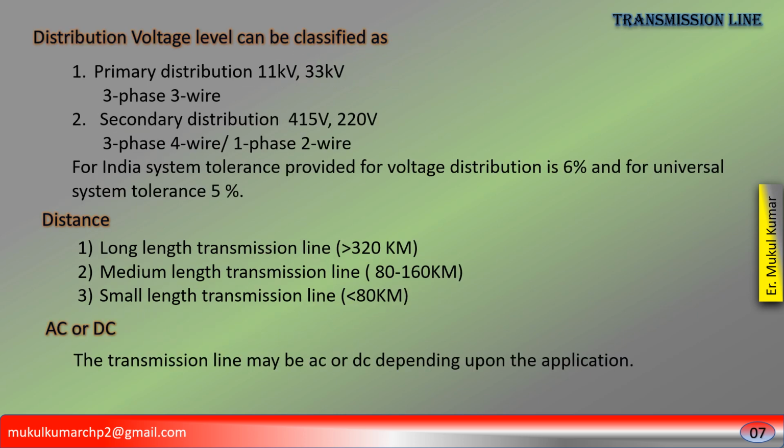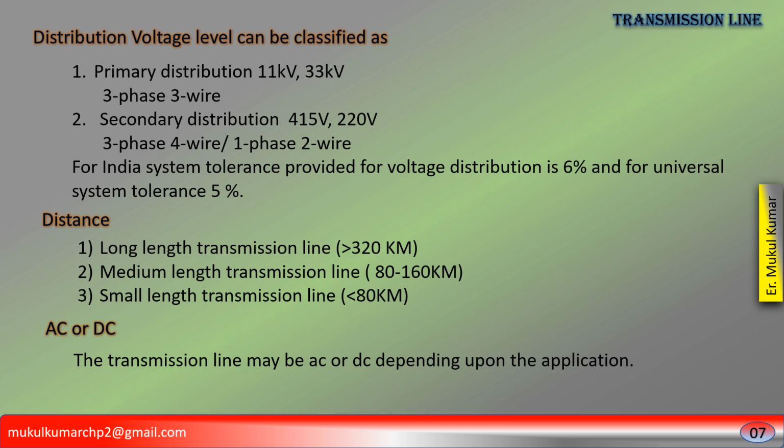Distribution voltage levels can be classified as primary distribution, 11 kV and 33 kV, 3 phase 3 wire. And second is secondary distribution, 415 volt and 220 volt, which has 3 phase 4 wire and single phase 2 wire. For the Indian system, the tolerance provided for voltage distribution is 6%, and for the universal system the tolerance is 5%.